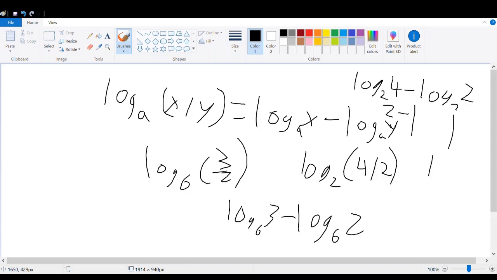Oh wait, it's only 4 properties. Oh my gosh, we're almost done. Don't worry, I'll do like 2 examples so it'll seem long.